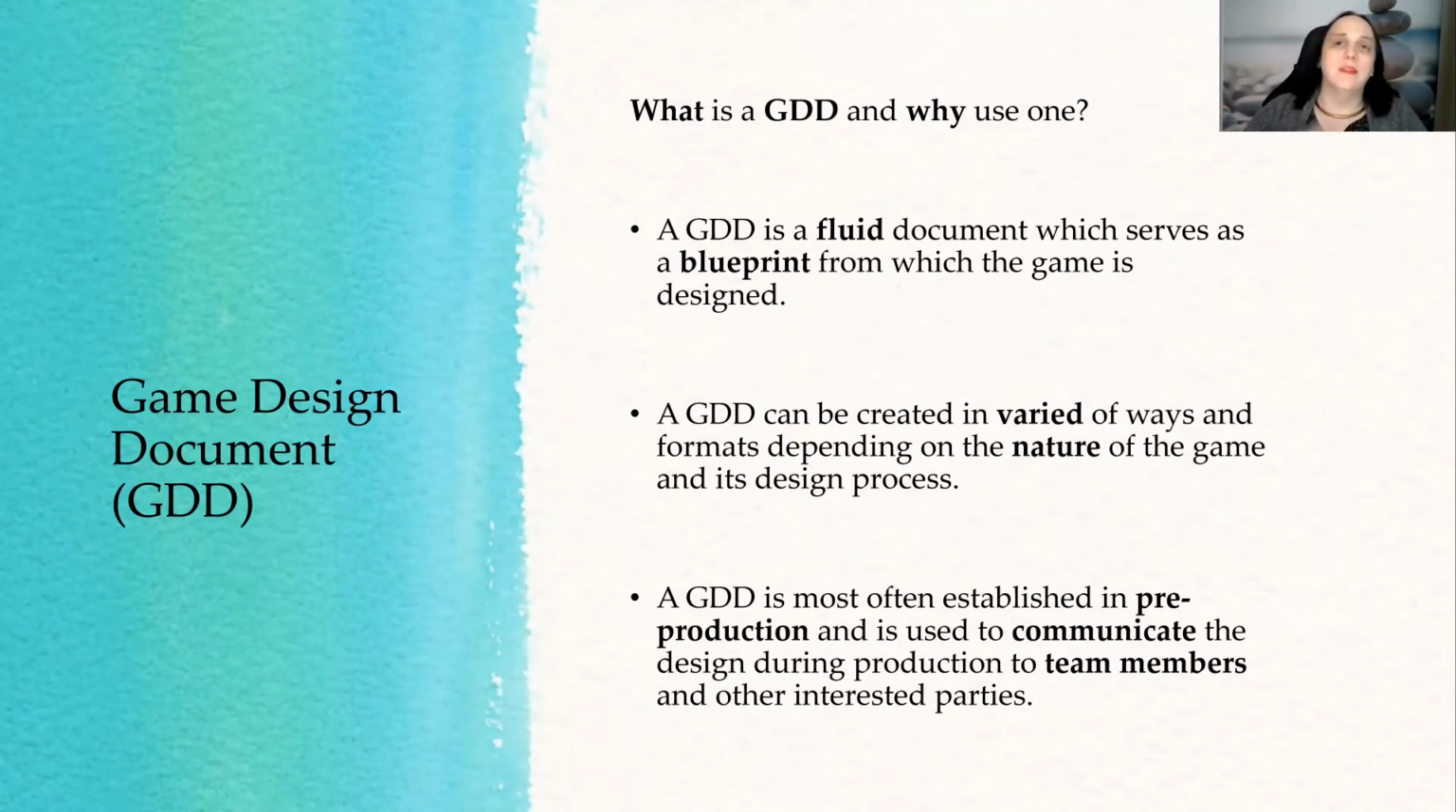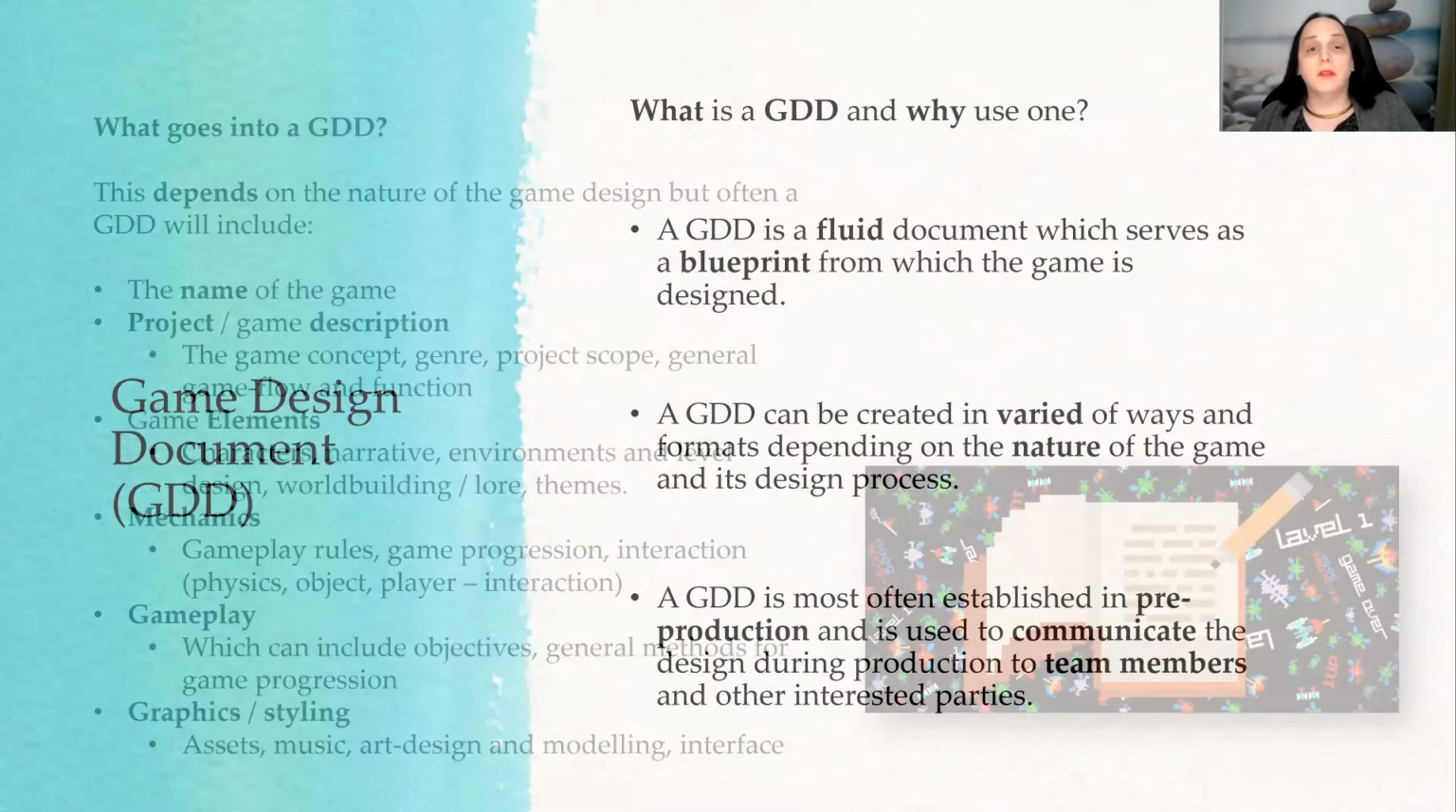It changes with you. It is both a resource and a tool, a blueprint from which your game is designed, but it is also affected by your design process. As such, it is fluid and malleable, as is your game design process. A game design document can be created in a variety of ways, therefore, and it depends entirely on the nature of the game and your design process. It is most often established in the pre-production or early part of a game design phase, and it's used primarily to communicate with design team members to make sure you're all on the same literal page, but also with other interested parties. So what goes into a game design document?